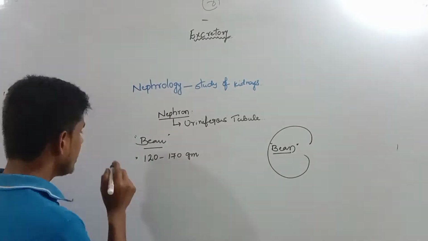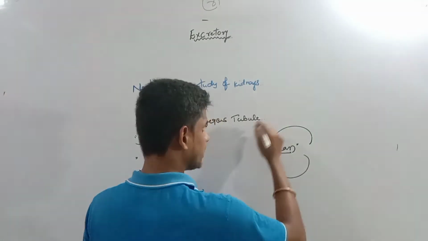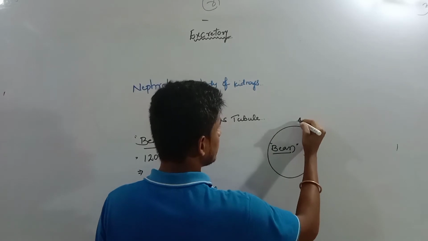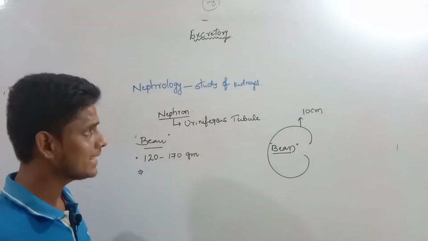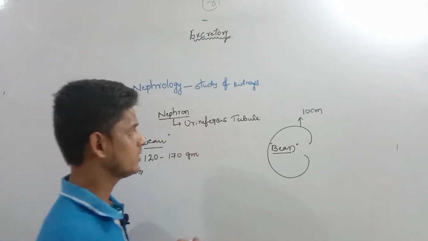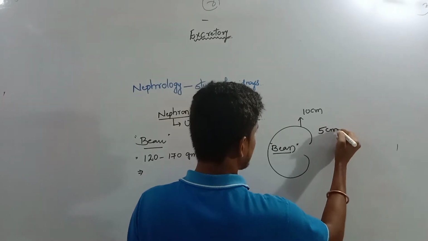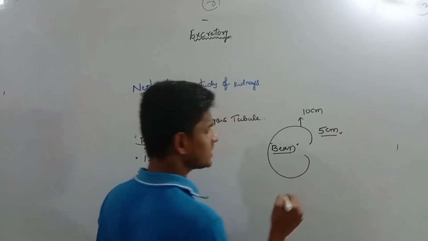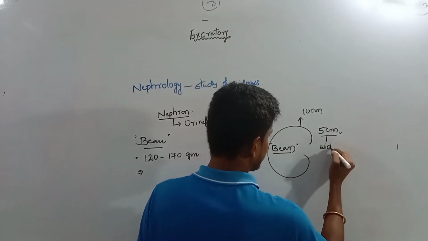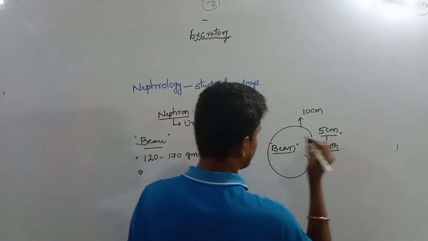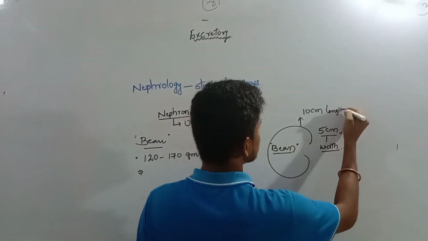Okay, and the next thing is the length of the kidney. What was the length of the kidney? Here the length of the kidney is 10 centimeters. Okay, let's take half of the particular length. So half of the length is 5 centimeters. So I would like to say the 5 centimeters is the width of the kidney. So what about the length? The length of the kidney is 10 centimeters.